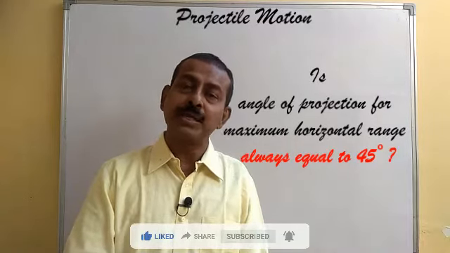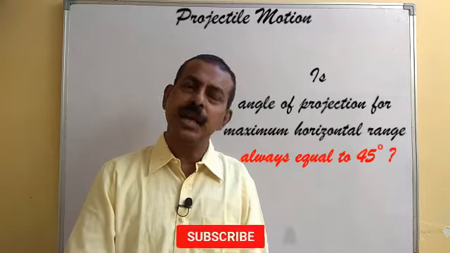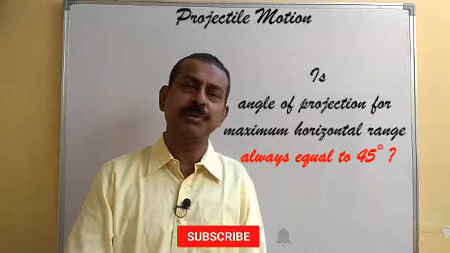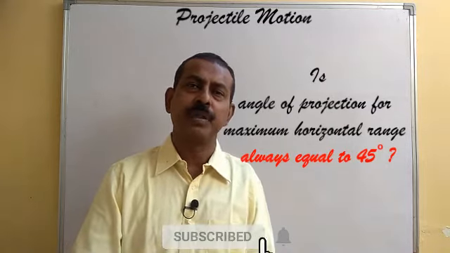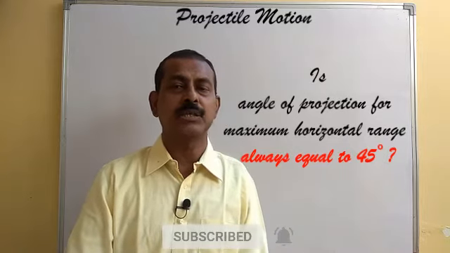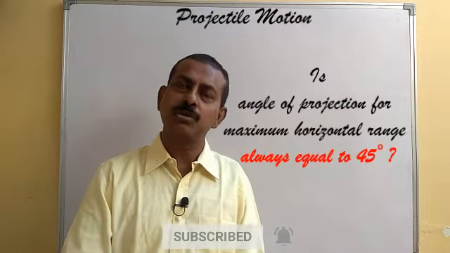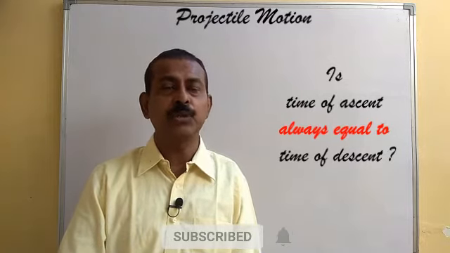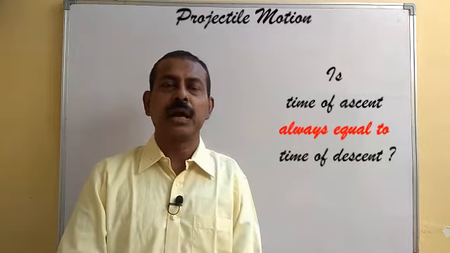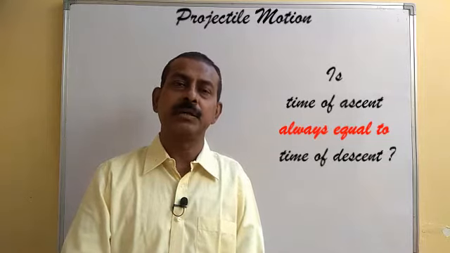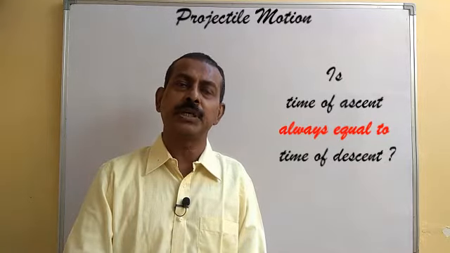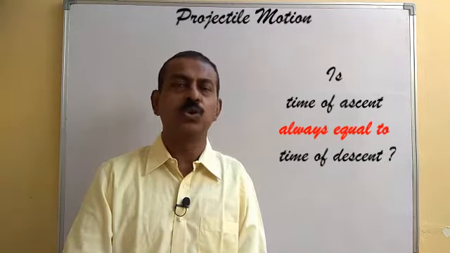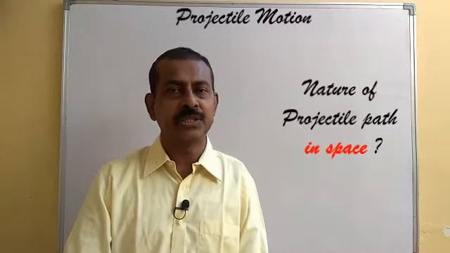Now, for maximum horizontal range, should the angle of projection be 45 degrees, exactly 45, or are there some conditions applied there? We'll also see whether the time of ascent and time of descent are always equal in projectile motion, and what the case is for a projectile projected obliquely. So all these we'll discuss in today's discussion.